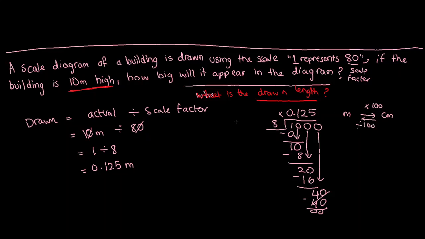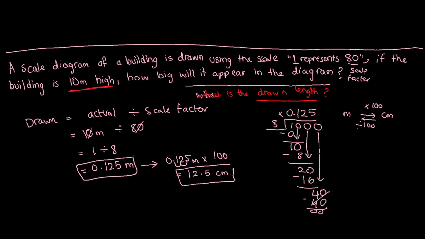So meters to centimeters, we multiply by 100. If we want to convert this to centimeters, we'll do 0.125 meters times 100. And that would be, move the decimal point 2 times because we've got 2 zeros over here. The answer would be 12.5 centimeters as well. Again, if you put 12.5 centimeters or 0.125 meters, both will be correct. So this concludes our scale diagrams lesson.